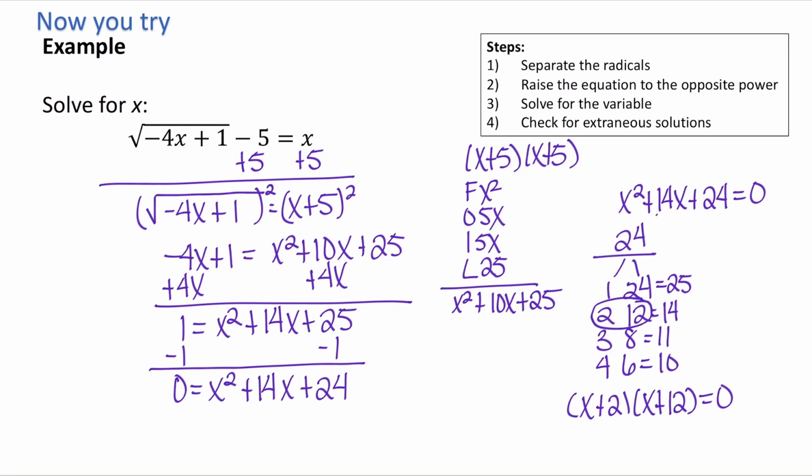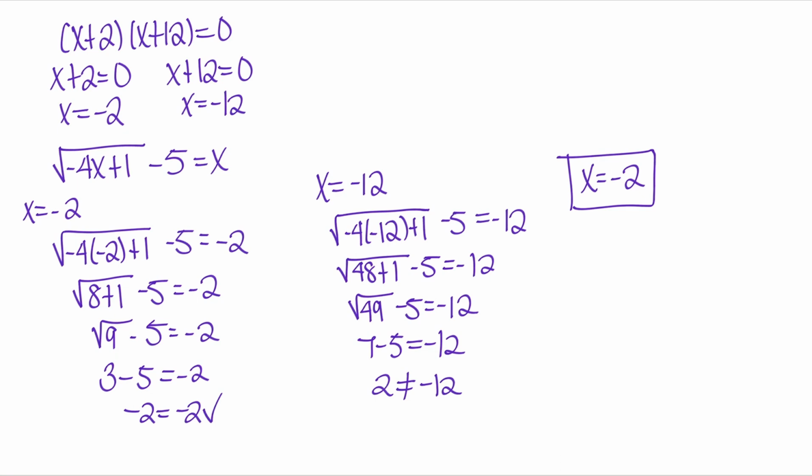24 is positive and so is 14, so I know I need two positive factors. When I listed out the factors of 24, 2 and 12 gave me the correct combination, so I have x plus 2 times x plus 12 equals 0. Setting these factors equal to 0 gave me two potential solutions, x equals negative 2 and x equals negative 12. When I plugged both back into the equation, x equals negative 2 did in fact make the equation true. However, x equals negative 12 gave me a solution of 2 equals negative 12, which is not true. So that's why x equals negative 2 is the only solution, and x equals negative 12 is an extraneous solution.